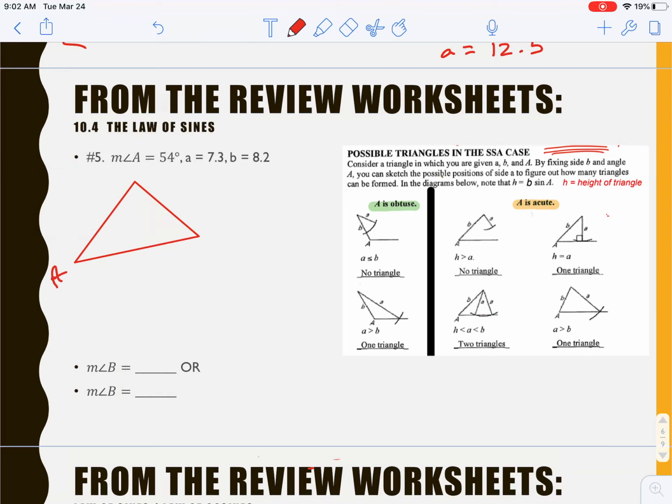Okay, so we'll go A, B, C. A is 54 degrees, side A, side B. Okay, so again, this, not surprisingly, is a side-side-angle type of scenario. Is the angle obtuse or acute? It is acute, so I'm going to get rid of the obtuse right away.